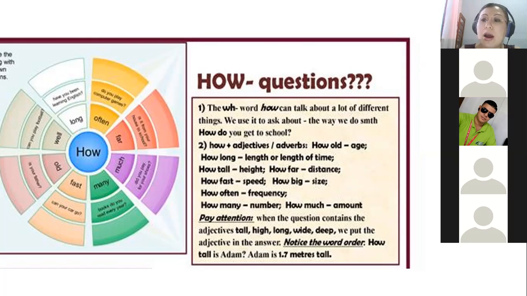Cuando hablamos de how far, estamos hablando de distancias. How far do you live from here? ¿Qué tan lejos vives de aquí? Okay, how fast? Speed. How big, size. How often, frequency. How many, number. How much, amount. And then it says pay attention. When the question contains the adjectives tall, high, long, wide, deep, we put the adjective in the answer. Notice the word order. How tall is Adam? Adam is 1.7 meters tall.